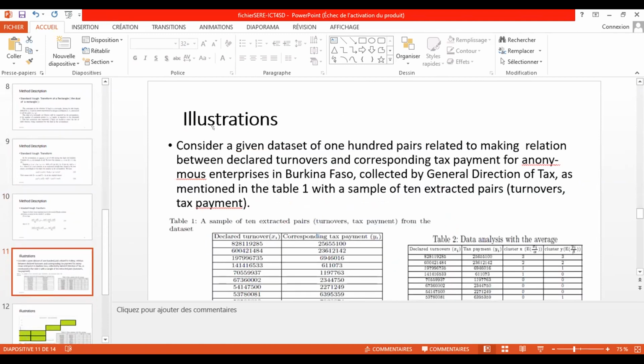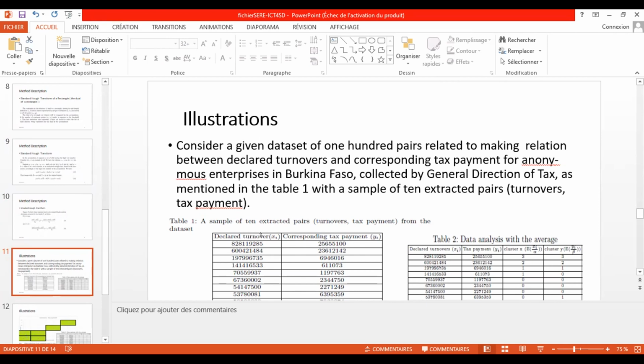Now I am going to give some illustration of this analysis. Consider, for example, a given data set of 100 pairs related to the relation between declared turnovers and corresponding tax payment. This data set is from enterprises in Burkina Faso, collected by the General Direction of Tax. As mentioned here, I just present some 10 extracted pairs.